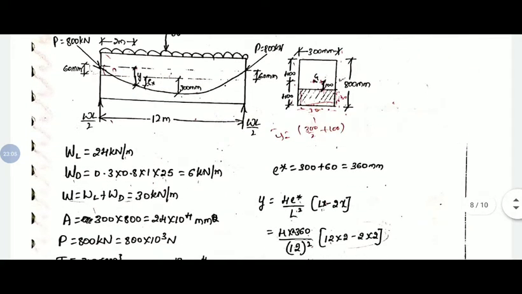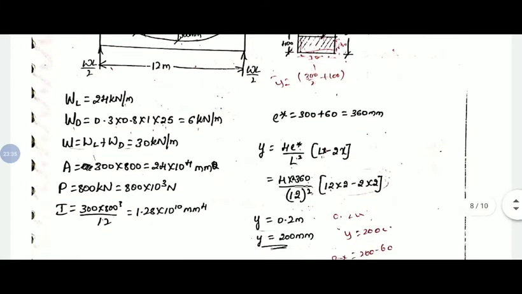So the live load is given as 24 kilonewton per meter. Then the dead load, cross section 0.3 by 0.8 into density 25, is 6 kilonewton per meter. Adding, we will get 30 kilonewton per meter as the total load. Eccentricity is 300 at midspan and 60 above neutral axis at support, so the total depth of the cable is 360 mm. Area of cross section 300 by 800. Pre-stressing force is 800 kilonewton. Moment of inertia I is bd cube by 12.